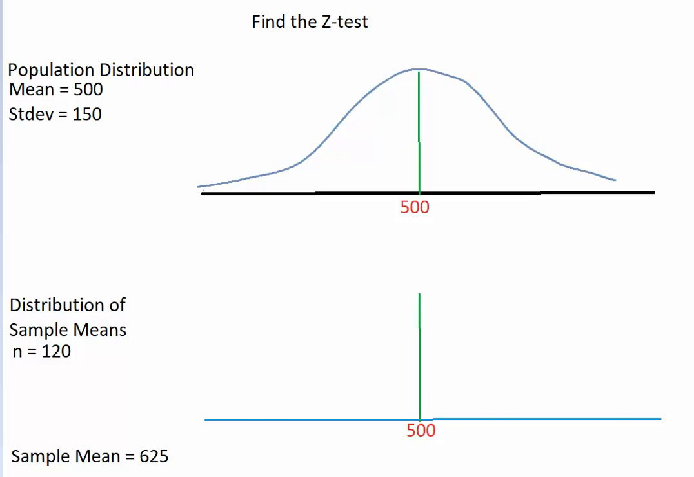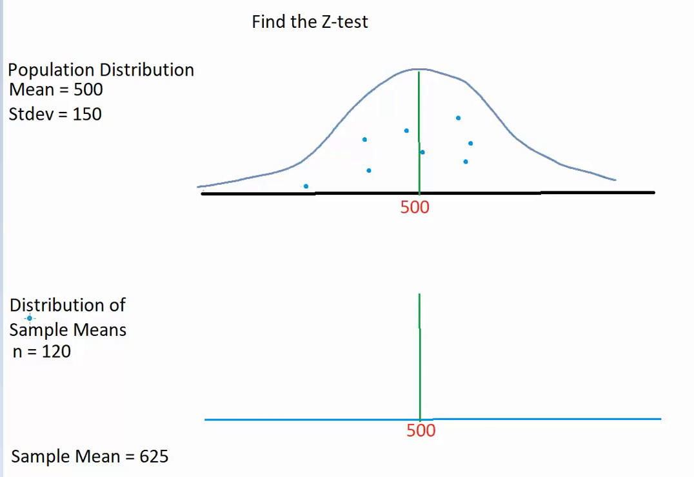I'm going to walk you through the steps for calculating a z-test. In this example, we have a population distribution, and the mean for the population distribution is 500, and the standard deviation is 150. So here's a drawing of the population distribution with the mean of 500, standard deviation of 150, and every value here represents an individual score.